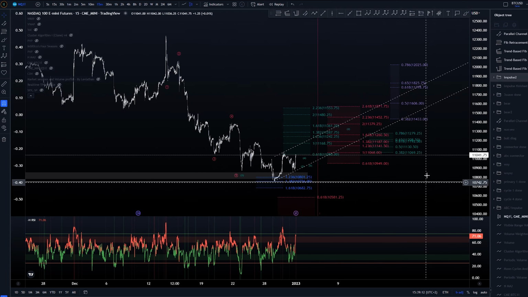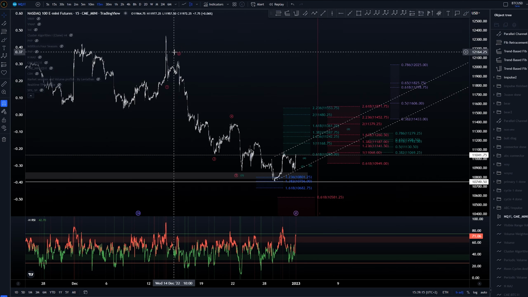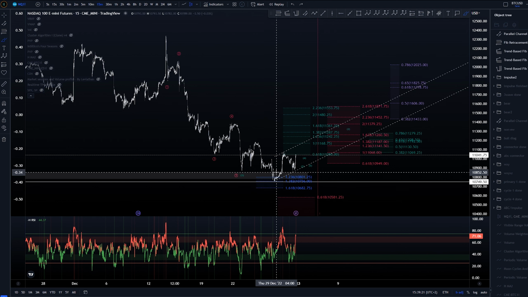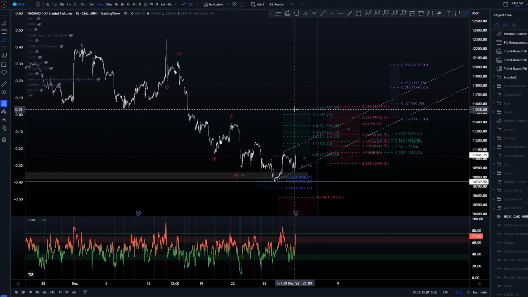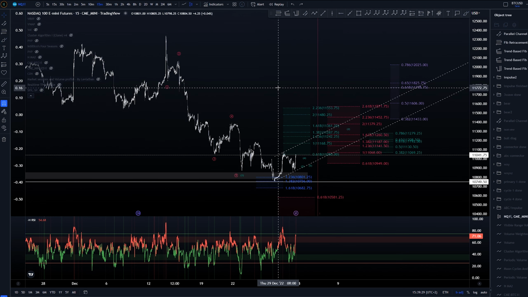Overall, my bias is still short. But again, I'm still on the short from the wave 2 here on S&P 500, and again the longs from here on Nasdaq. It doesn't really matter which one you're going to be using, but this is the ones that I currently have opened. But I think that is going to do it for today.